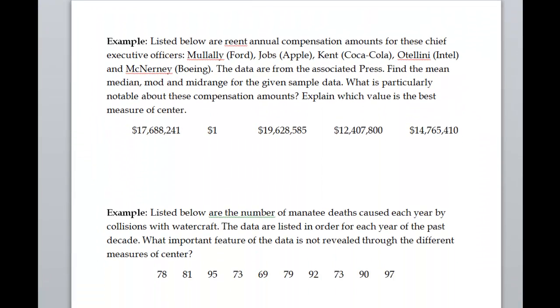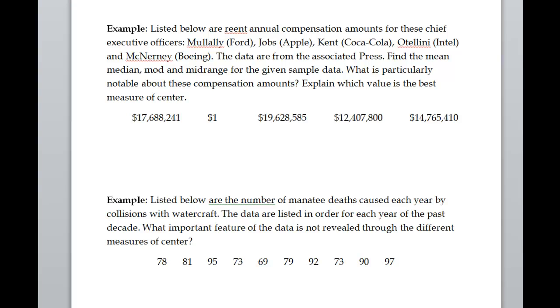All right, so here's an example with a typo. Listed below are recent, that should say, annual compensation amounts for these chief executive officers. Mullally from the Ford Company, Jobs from Apple, Kent from Coca-Cola, Otonilli from Intel, McNerney, you can read all that. Okay, find the mean, median, mode, that should say, and mid-range for the given sample data. What is particularly notable about these compensation amounts? Explain which value is the best measure center. I want you to take a second and do that on your own at your desk.